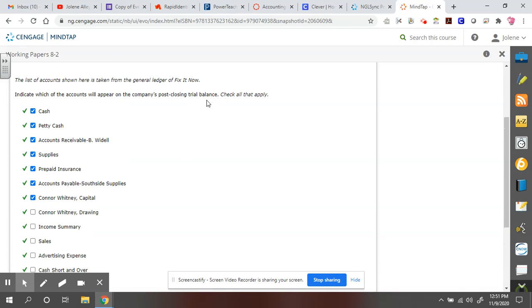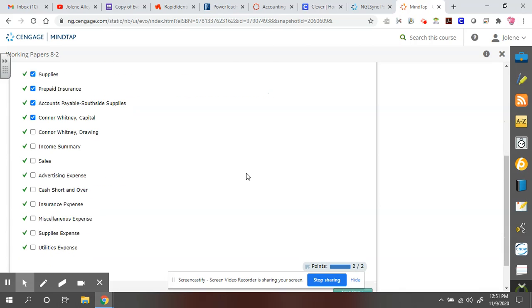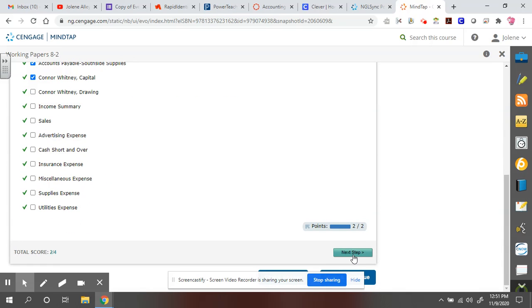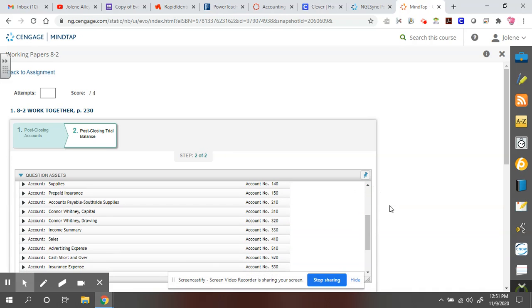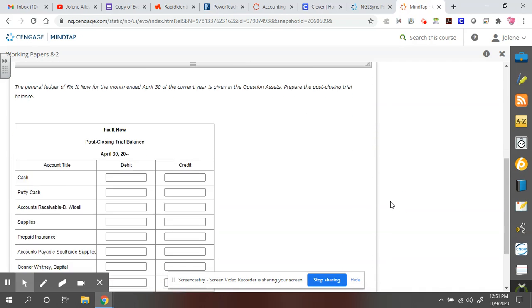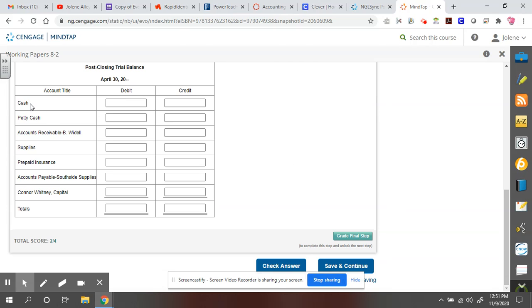Now, your trial balance is the same as a balance sheet. So think about it. Your balance sheet is also ALO, assets, liabilities, owner's equity. All right, so now we're going to go to the next step. The next step says here, post-closing trial balance. So we go down and it gives us the form, and it already tells us we're only doing cash, petty cash, accounts receivable, supplies, prepaid insurance, accounts payable, capital, and the totals.